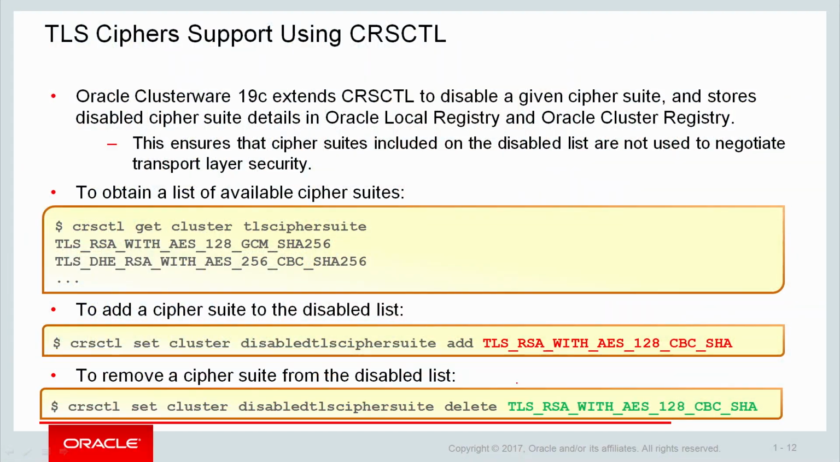And welcome to part 2 of the new features for Grid Infrastructure in 19c. And the first slide we're going to look at is to do with TLS cipher support using crsctl.